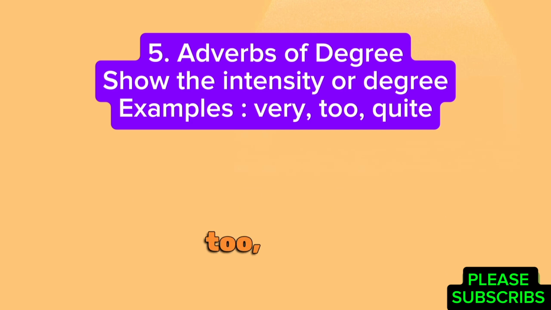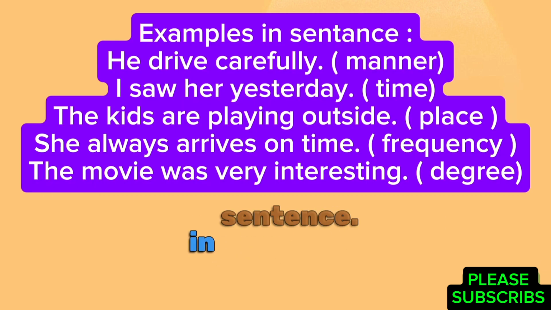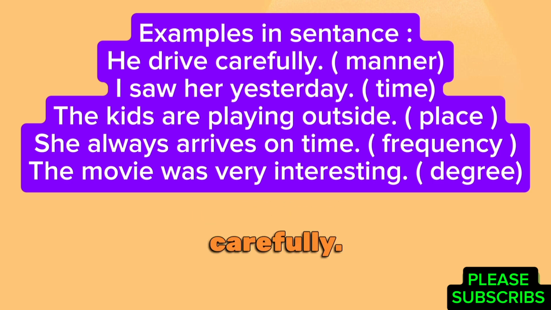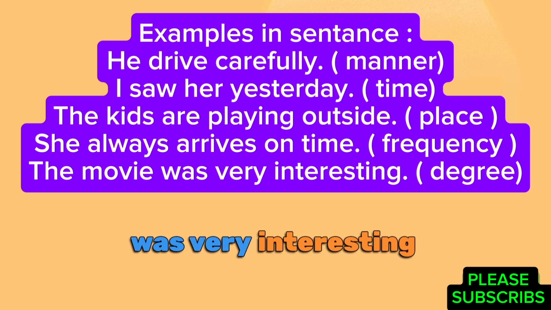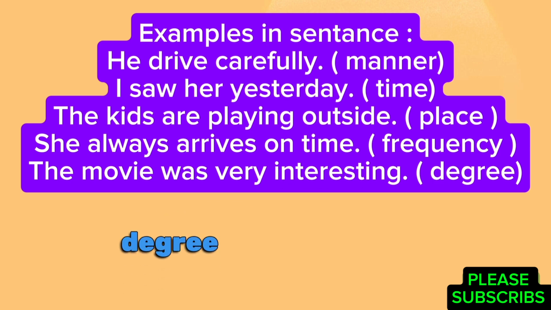Examples: very, too, quite. Examples in sentences: He drives carefully, manner. I saw her yesterday, time. The kids are playing outside, place. She always arrives on time, frequency. The movie was very interesting, degree.